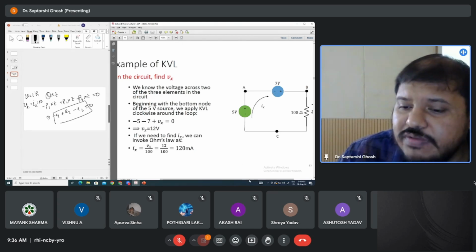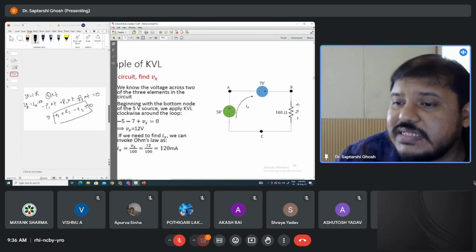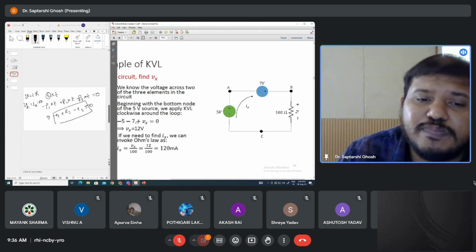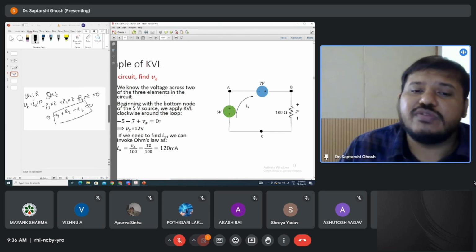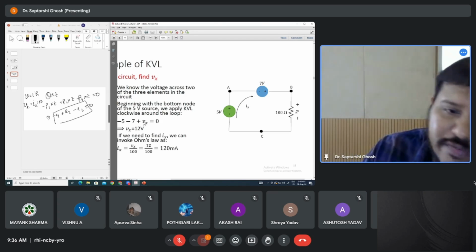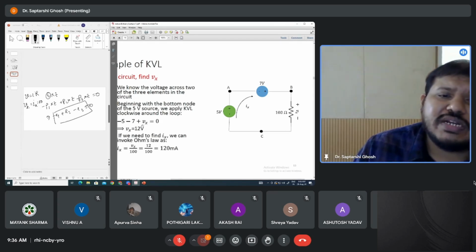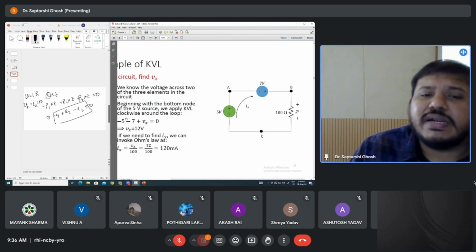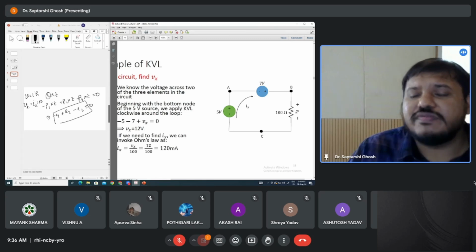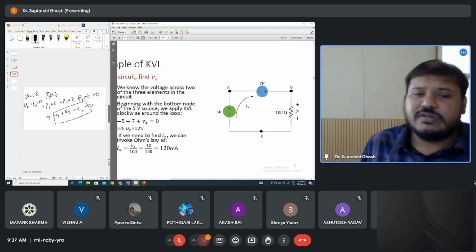Then if you see what convention is given, plus is given here, minus is given here. If you move in clockwise direction, what you are encountering first? Plus sign. So plus Vx, the sum would be equal to 0. From this you can find out what is Vx? That is equal to minus 5 minus 7, that is minus 12. Minus 12 you are bringing on the right hand side, so Vx is equal to 12 volt.